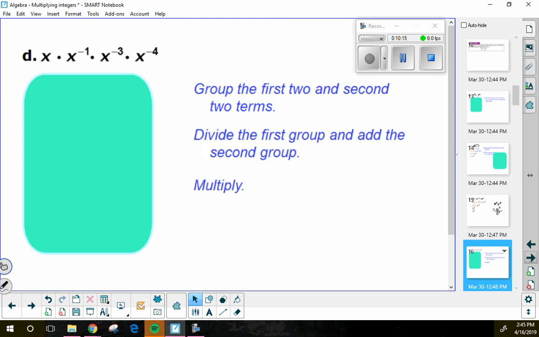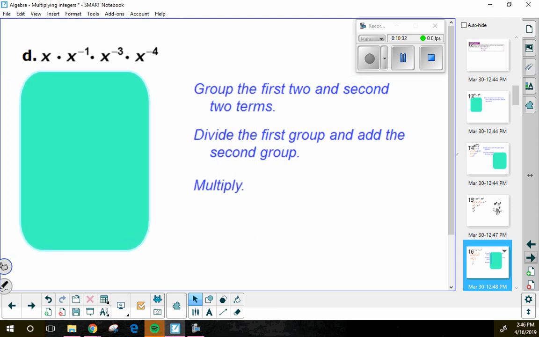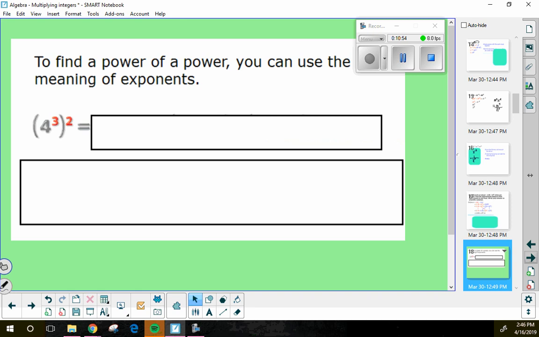Okay, hold your boards up. Let me see what you have. Now, are we allowed to have negative exponents? No. So you ended up with x to the negative 7. Well, actually, let me just cover that up. When you add all this up, you get 1 plus negative 1, which is 0, minus 3, which is negative 3, minus 4, which is negative 7. So you get x to the negative 7, but we're not allowed to have that. So we're going to have 1 over x to the 7. Boom. Okay, we'll do a few more. Actually, we'll stop on this one.